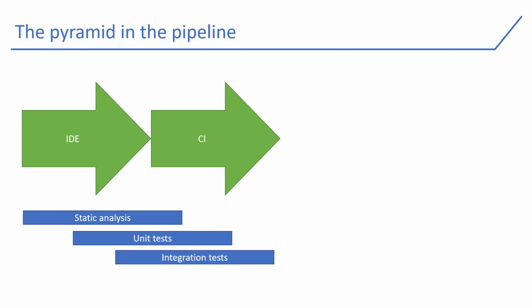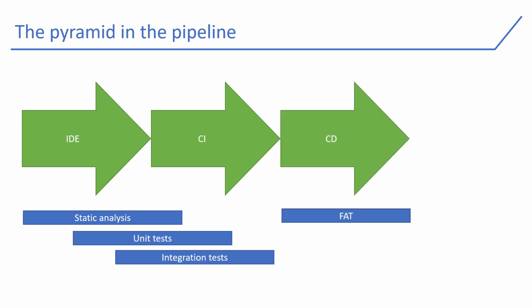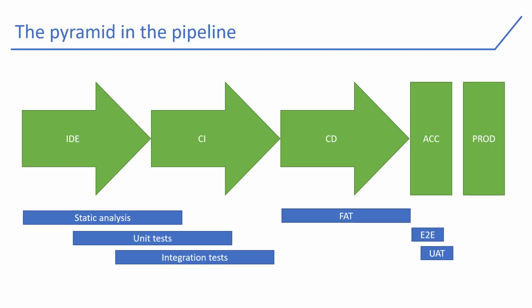And then we have integration testing. Integration testing is a part of CI. Then we have CD. In the CD, we have functional acceptance testing. At the end of the CD pipeline, we mostly deploy the code on the acceptance environment. In this user acceptance environment, you run the end-to-end testing and user acceptance testing. And after that, when all the tests are green, you can push your code to production.